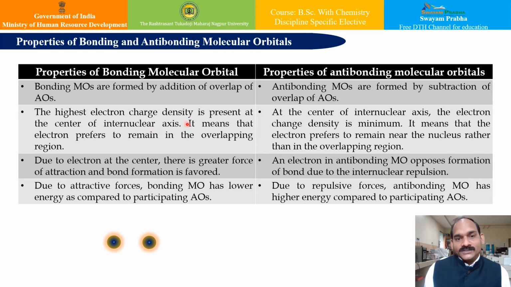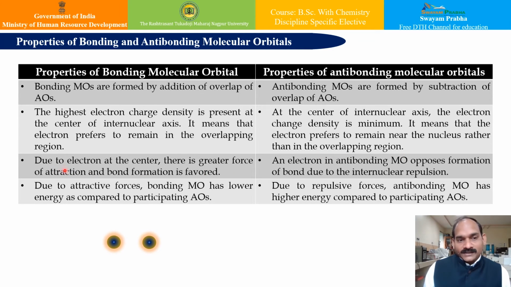The highest electron charge density is present at the center of the internuclear axis. It means that the electron prefers to remain in the overlapping region. Whereas in case of antibonding, at the center of the internuclear axis, the electron charge density is minimum. It means that the electron prefers to remain near the nucleus rather than in the overlapping region.